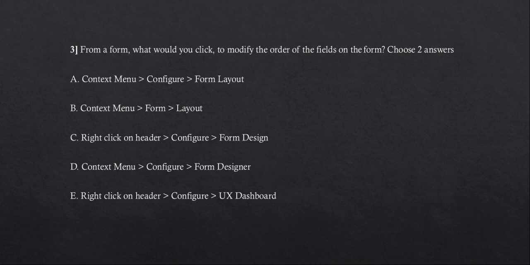3. From a form, what would you click to modify the order of the fields on the form? Choose 2 answers. A. Context menu, configure form layout. B. Context menu, form layout. C. Right-click on header, configure form design.